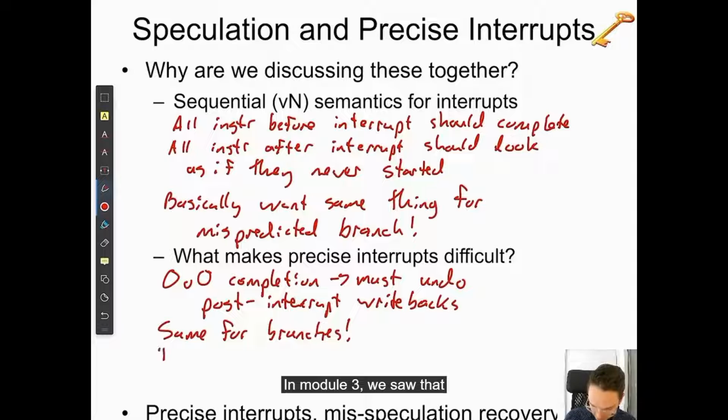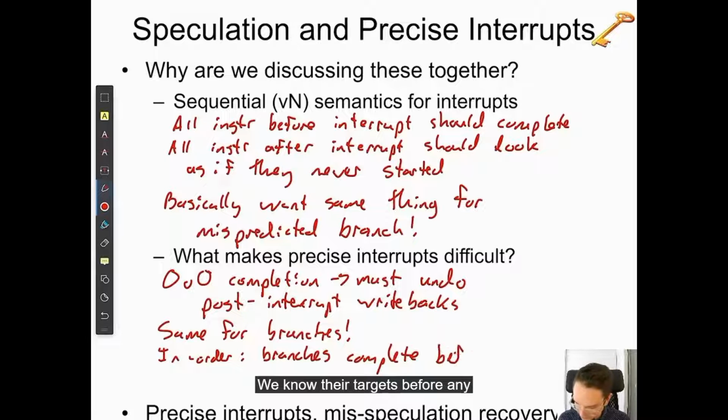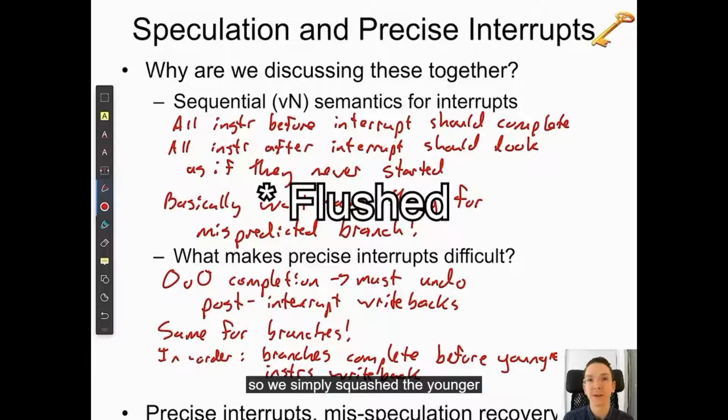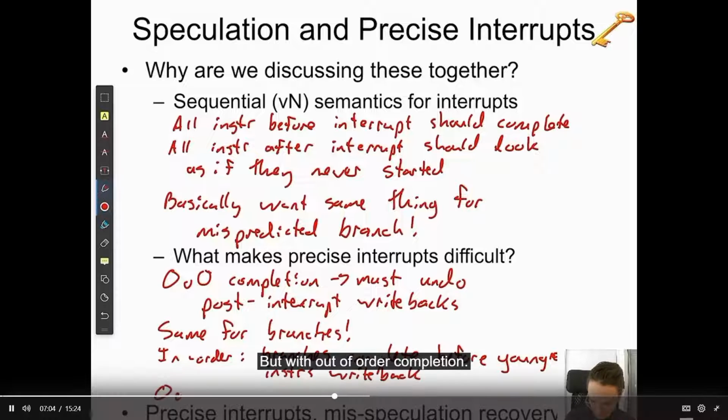In module 3, we saw that for an in-order pipeline, branches, in fact, complete. We know they resolve, we know their target before any of the younger instructions write back. So we simply squashed the younger instructions in the fetch and decode stage. But with out-of-order completion, this was not necessarily the case.